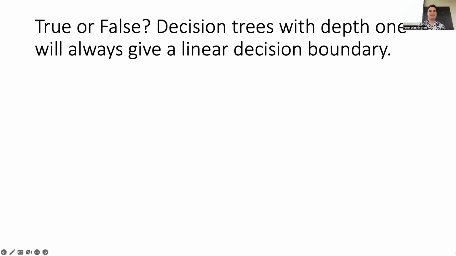Okay. Let's see. Decision trees with depth 1 will always give a linear decision boundary. True or false? So who thinks true? Who thinks false? Oh, okay, cool. And it just comes back to this picture. If you have a depth of 1, you just do one split. That's a linear separating boundary.